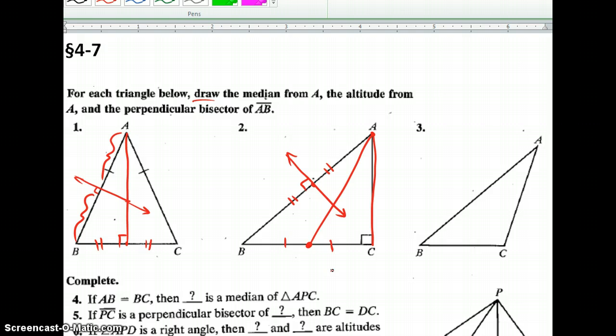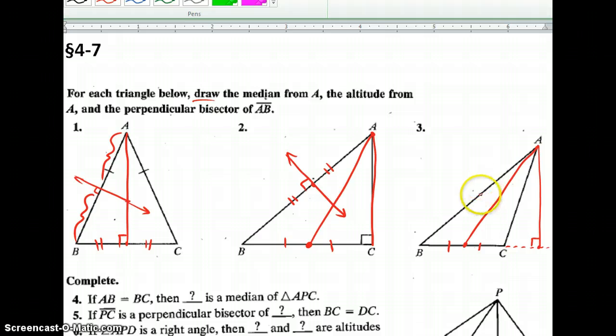Okay. In the last one, median from A, so I go from A to the opposite midpoint. Midpoint looks like it's about there. Altitude from A, I go from A perpendicular to line BC. That's outside the triangle here. Line BC, I can extend it as much as I want. I have to make that perpendicular.